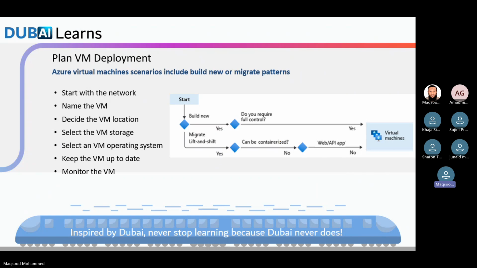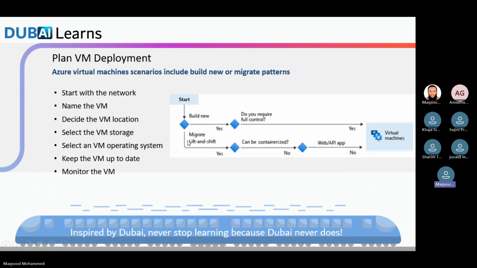So here there's a quick flow diagram on your decision factors for the virtual machine. You start here and decide whether you want to build a new virtual machine. If it is yes, if it is a fresh deployment, you are setting up a new virtual machine. Do you require full control? If you need that, you have to go ahead and deploy the virtual machine.